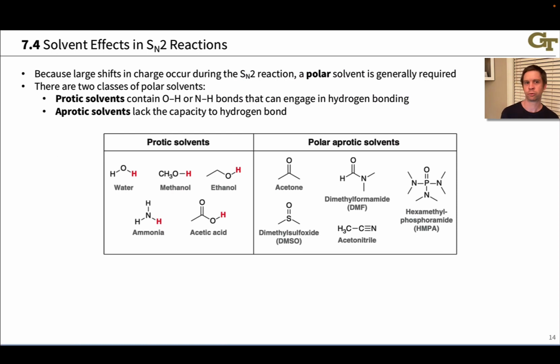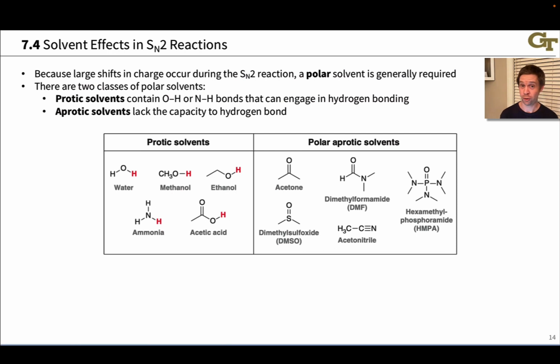But we can subdivide polar solvents into two classes, and this distinction is very important for SN2 reactions. Polar protic solvents contain OH or NH bonds, and these are capable of hydrogen bonding, and this is key. These solvents with OH or NH bonds that can engage in hydrogen bonding are known as protic. And protic evokes this idea of a proton, a positively charged hydrogen, which is sort of there in these OH and NH bonds, which are polarized toward the more electronegative atoms. So there's partial positive charge on the OH hydrogen or the NH hydrogen, and this enables hydrogen bonding, right?